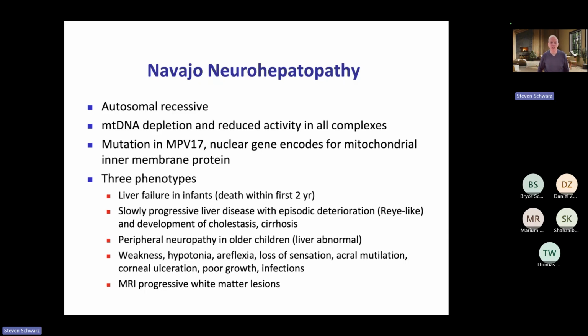It has a mutation in MPV17, which is a nuclear gene that encodes for the mitochondrial intermembrane protein. There are various types: liver failure in infancy, slowly progressive liver disease, peripheral neuropathy, and there also can be progressive white matter lesions. So again, it affects multiple organ systems, most commonly the liver and the CNS.